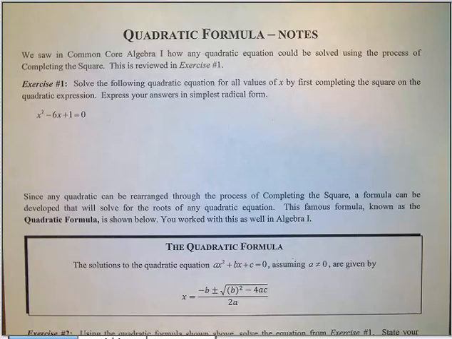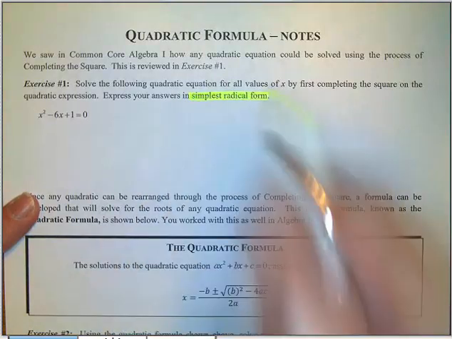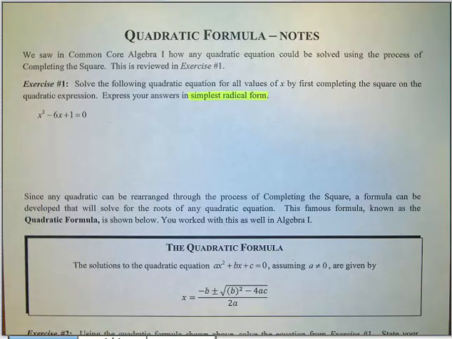We saw in Algebra 1 how any quadratic equation could be solved using the process of completing the square. This is reviewed in exercise 1. So solve the quadratic equation for all values of x by first completing the square on the quadratic expression. Express your answer in simplest radical form. So anytime you have a quadratic and the directions say simplest radical form, you know that means it is not factorable.